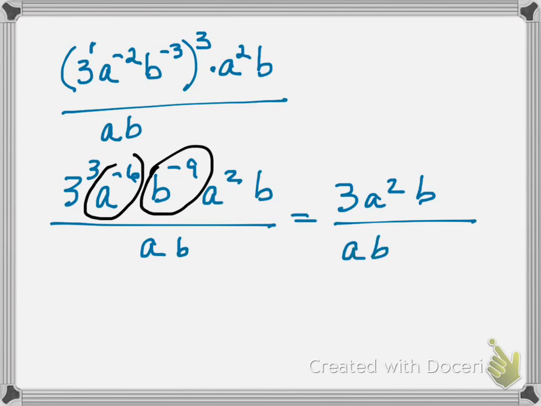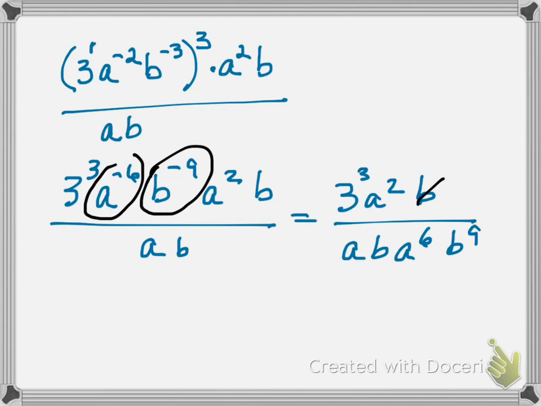Right now that's all the stuff that doesn't need to be moved. Oops, I forgot the cubed on my 3. 3 cubed, a squared b over ab, and now these two get shoved down to the bottom, and when you shove them down there, they have positive powers. And so now we can simplify some more.